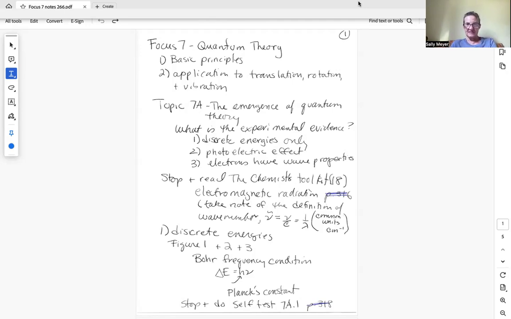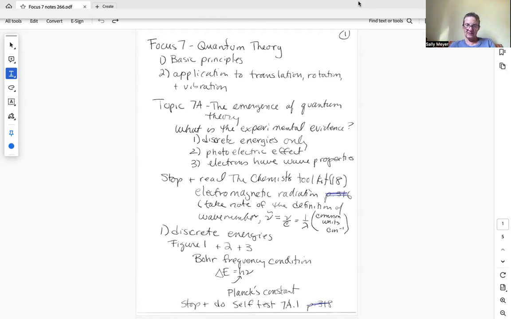The first one, 7A, is why we discovered that we need quantum mechanics, the emergence of this new theory. So what's the experimental evidence? There are several things, and you did learn about this in Chem 107. Number one is that we see discrete energy levels. As you recall, each and every atom, when it interacts with light, gives off characteristic wavelengths. It doesn't give off a continuous type of light, it gives off just characteristic ones. And as we go through this, we'll remember that light of a different wavelength has a different energy.